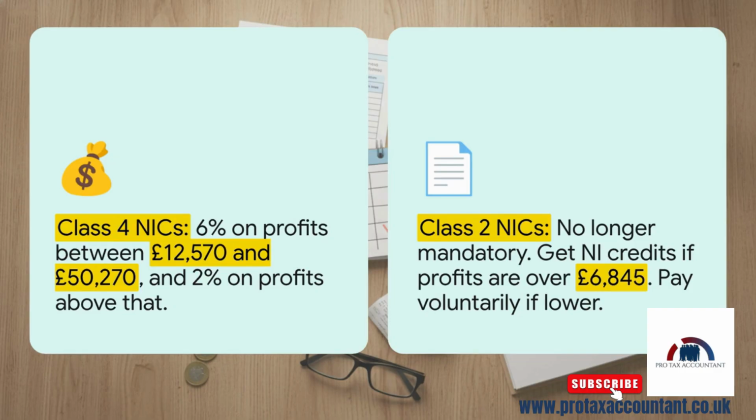This used to be a pain. It was a flat weekly payment you had to make. But that's been scrapped. Now, as long as your profits are over £6,845, you automatically get your national insurance credits for your state pension without paying a penny for it. It's a big win for a lot of people.